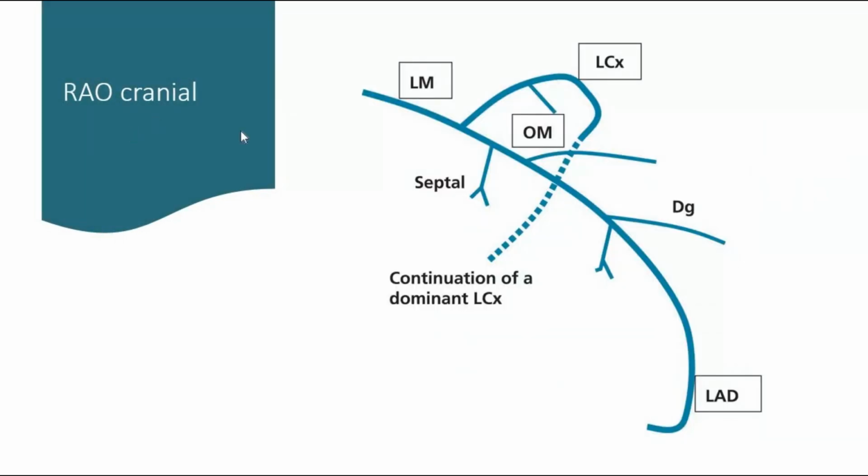This is AP cranial. So AP cranial is pretty much just the image rotated to the right. And here we have the left main, and this is the LAD, and the circ is that way. It goes up, and sometimes it comes down like this. And once again, these are OMs and diags.